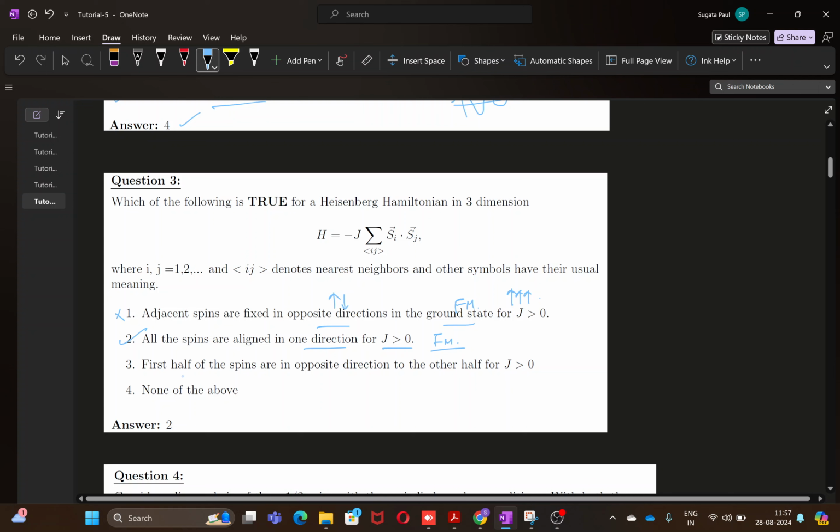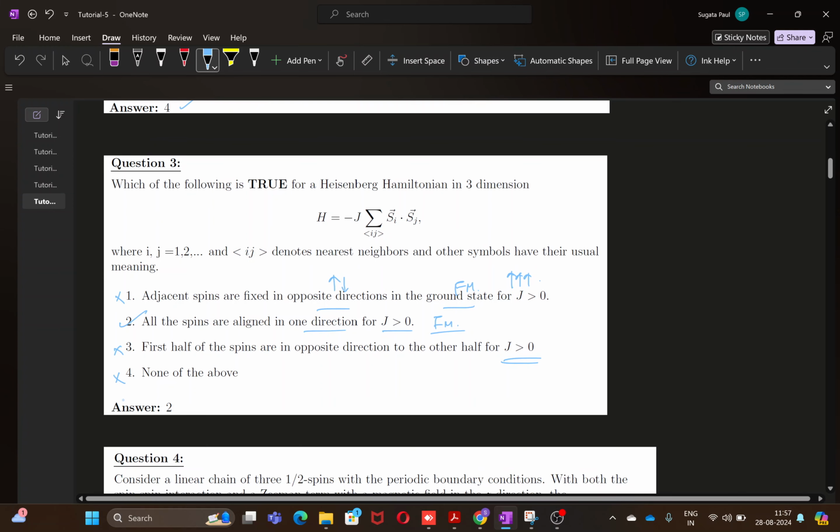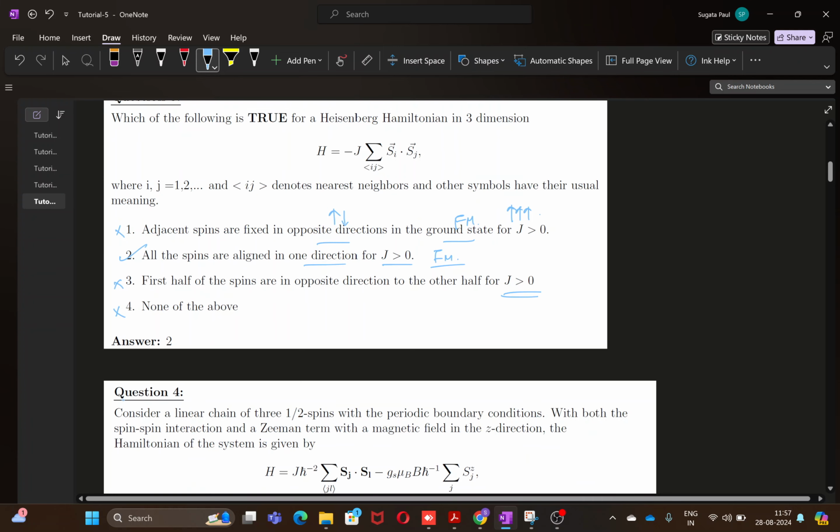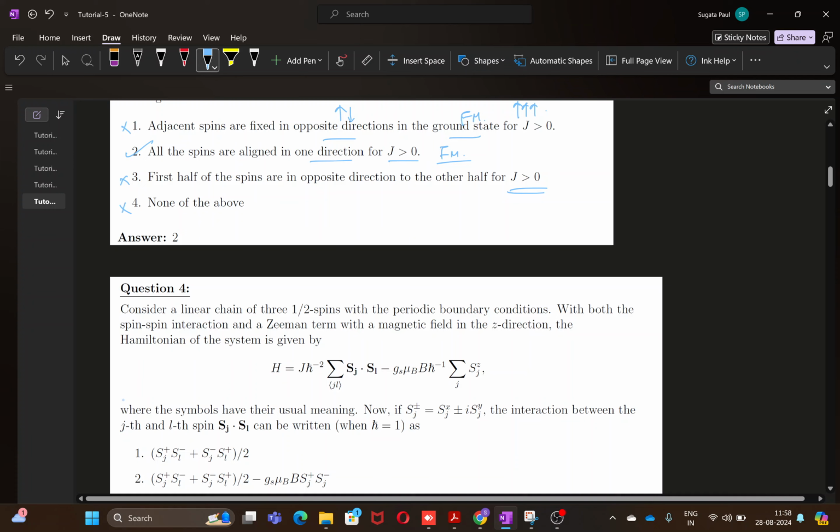Third and fourth are also false. Why? Read them out and understand: first half of the spins are in opposite direction to the other half for J greater than 0. Again, J greater than 0 settles the question for you, because this is already a ferromagnetic system. So there will be nothing like some portion of spins in one direction and some portion in the other direction. So this is always false. And fourth is none of these. This is also false. So this is right. This is done. Answer is option number 2.